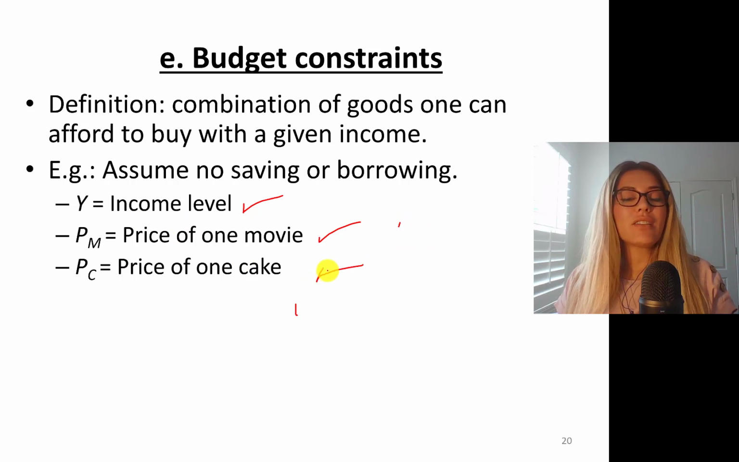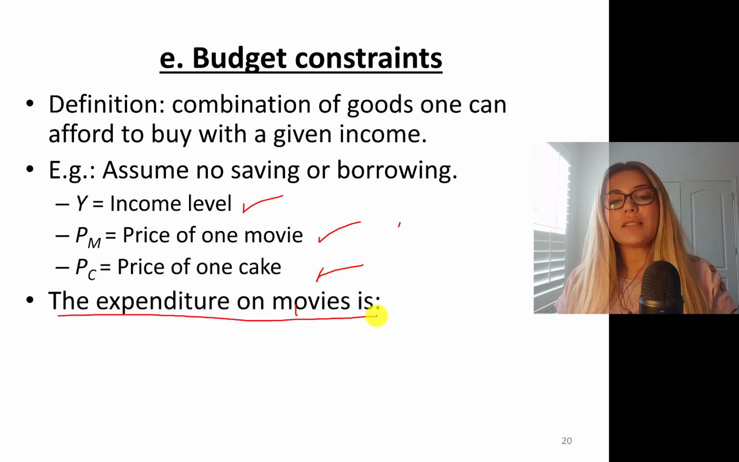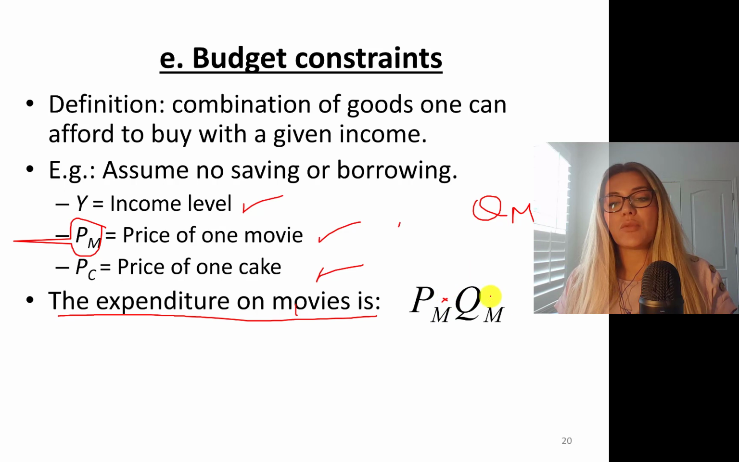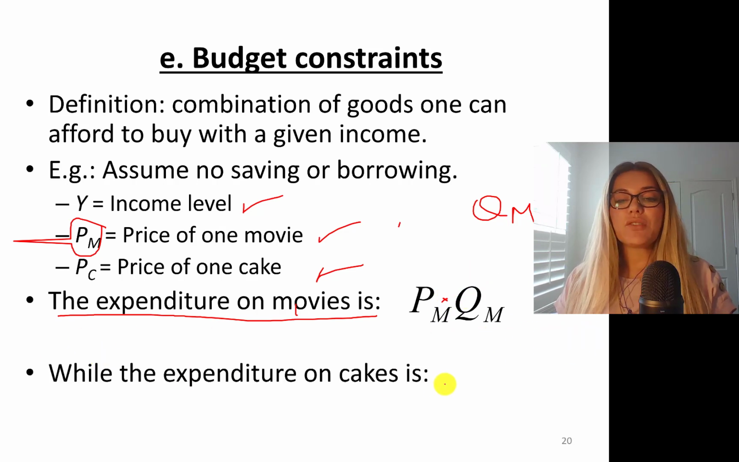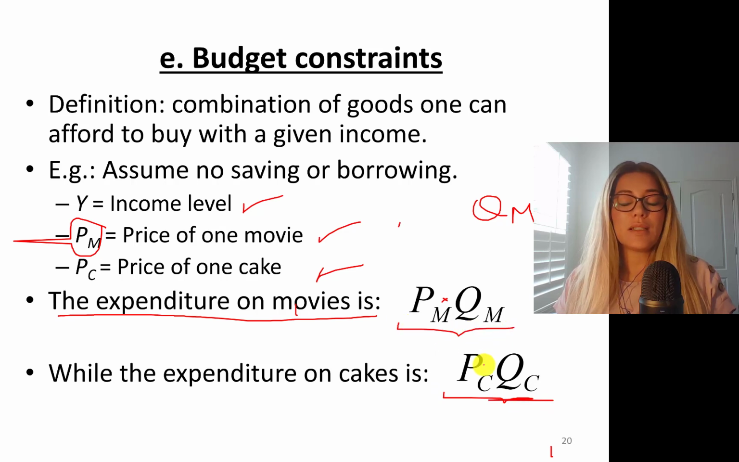So we can write down our budget constraint quite easily. The expenditure on movies can be written as the price of each movie times the number of movies we're consuming, QM. So it's going to be PM, the price of movies, times the number of movies consumed. This is how much money I'm spending on movies. And the expenditure on cakes is similarly the price of cakes times the quantity of cakes consumed. So this is total expenditure on cakes plus total expenditure on movies.